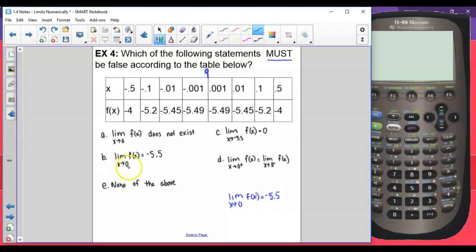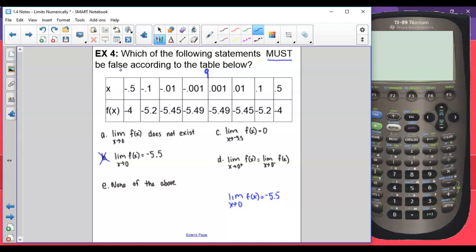Now, notice, this is the one that looks like what probably happens in this graph. So this is not going to be our answer because this is supported by the table. So that is not the answer. It is probably correct. So we're going to throw that one out because remember, we're looking for which one is false, not which one is true. So it appears to be true from the data that we have.